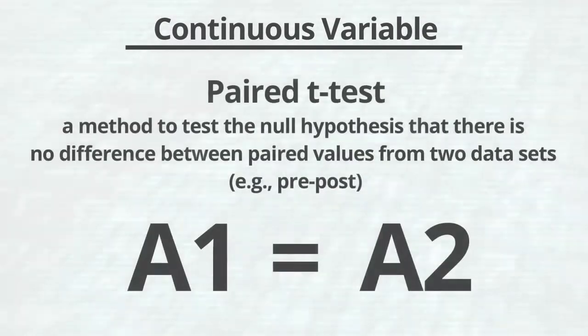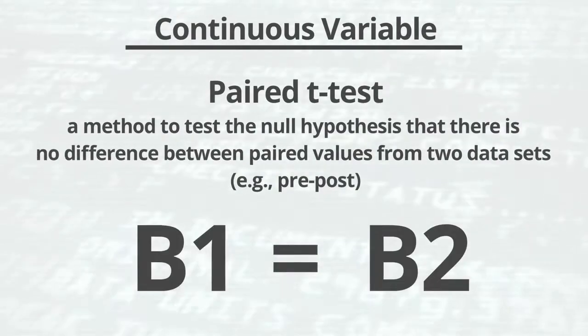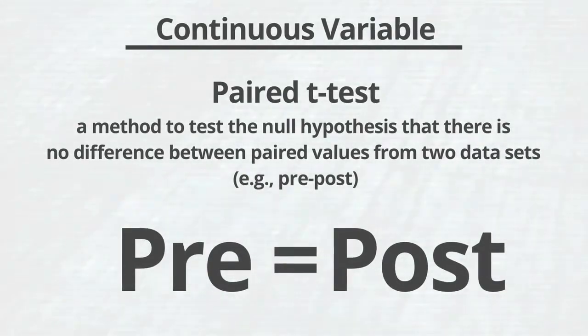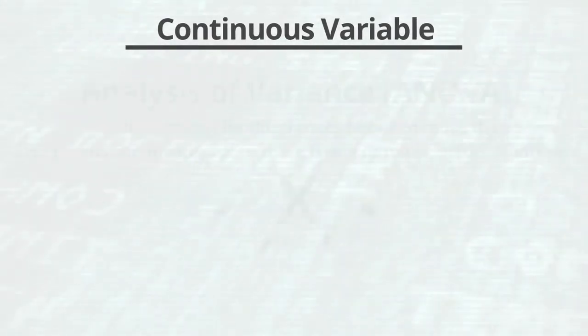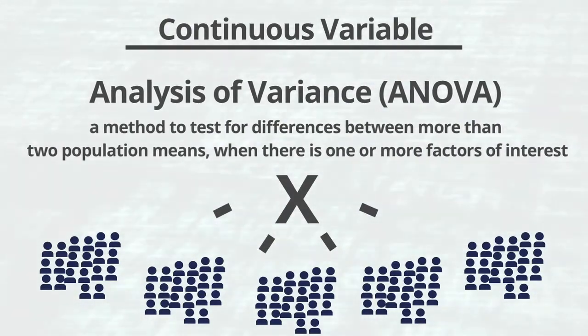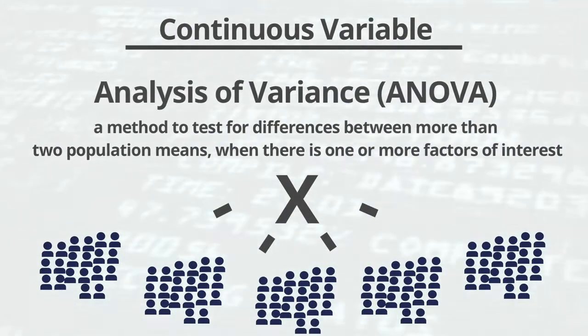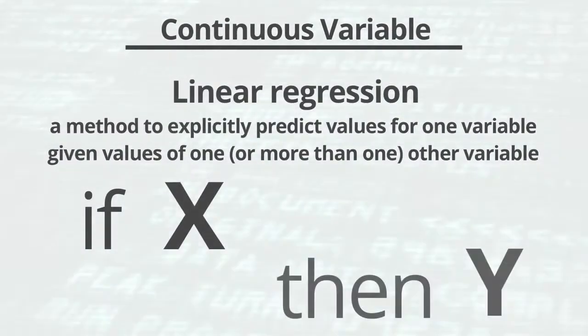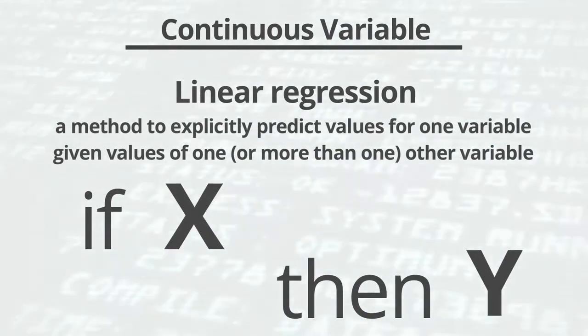A paired t-test is used to determine whether there is no difference between paired values from two data sets. Analysis of variance is used to determine whether more than two population means differ. And linear regression is used to predict values for one variable given values of some other variable or variables.